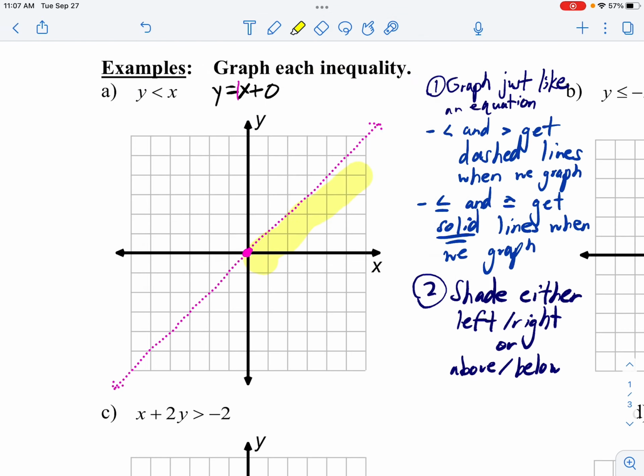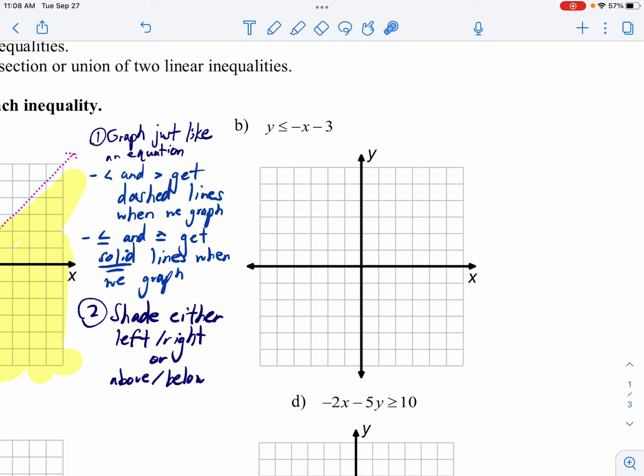Let's move this a little bit out of the way of the second problem. All right, so same deal. We're going to graph this. We have y is less than or equal to minus x minus 3. So we're going to graph that just as if it were y equals minus x minus 3. And notice because I have a less than or equal to symbol here, I'm going to get a solid line when I graph.